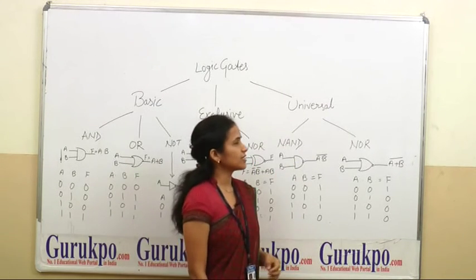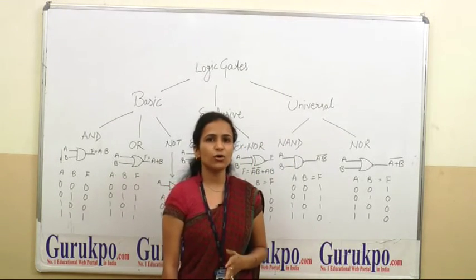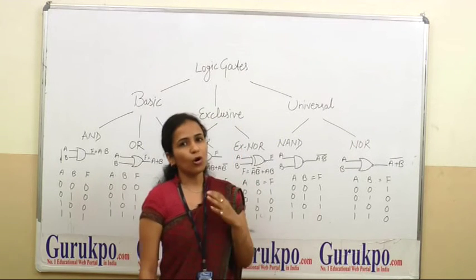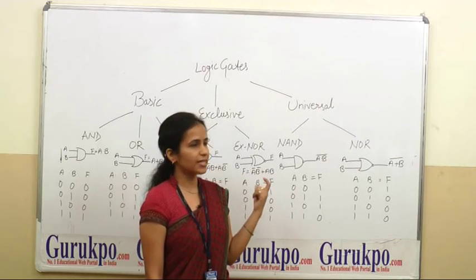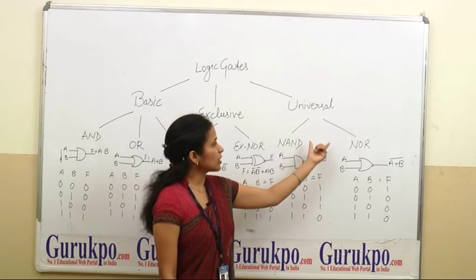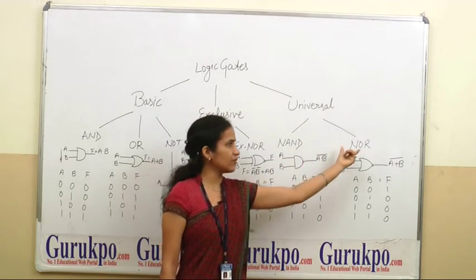The next is the universal gate. Why is this called universal? Because we can realize all other gates, or we can say we can realize all Boolean functions with the logic gates using these gates. There are two types of universal gate: the NAND gate, and the second one is the NOR gate.